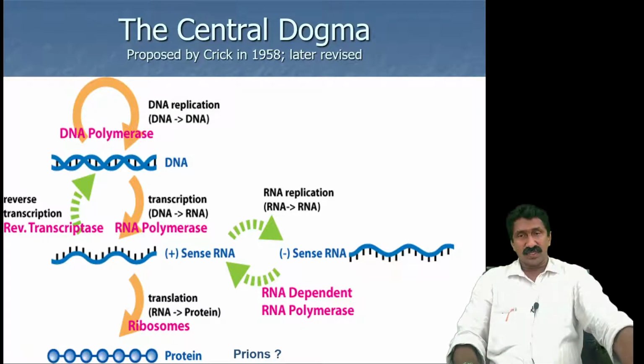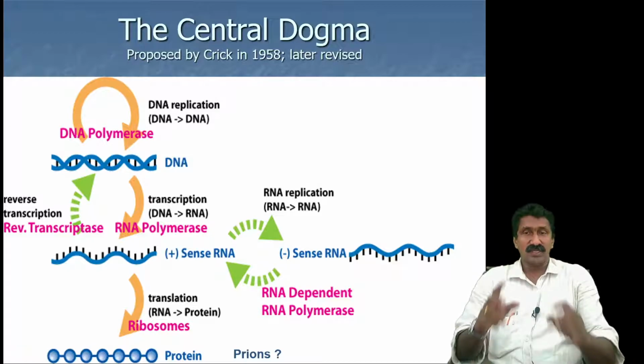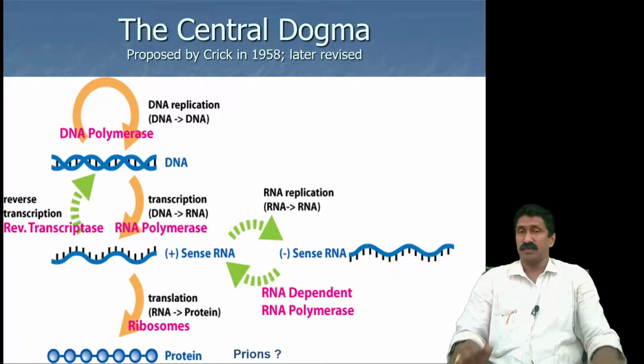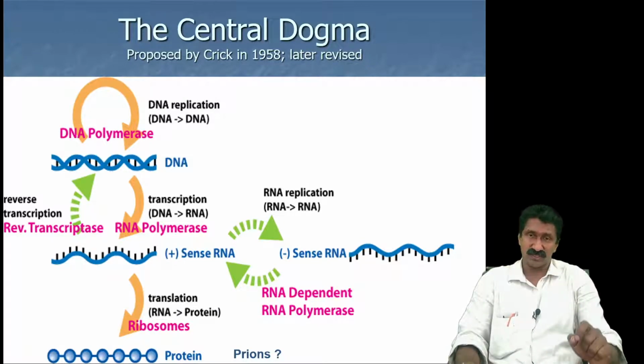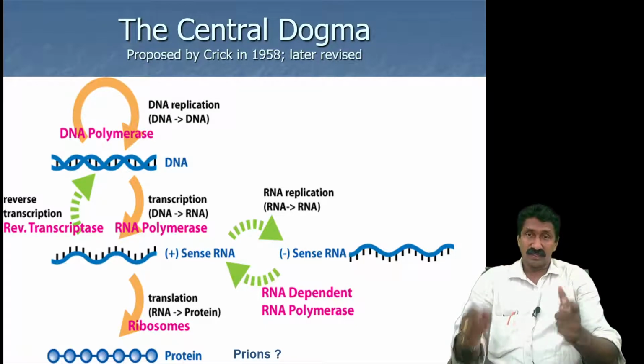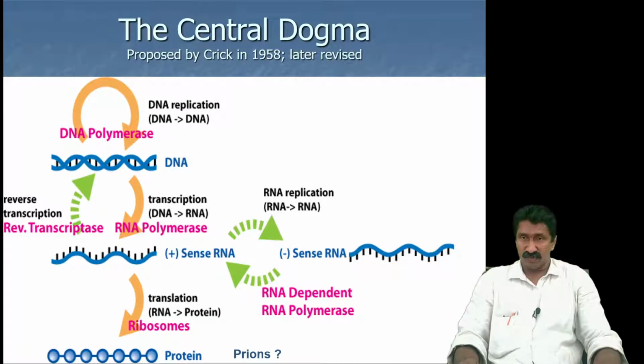Now when we come to the transcription process, in which the RNA is produced from a DNA template, we use the enzyme RNA polymerase. That RNA polymerase enzyme is a DNA dependent RNA polymerase. DNA dependent means it uses a template DNA for the production of the RNA copy in the case of transcription. So normally the RNA polymerase is a DNA dependent RNA polymerase.